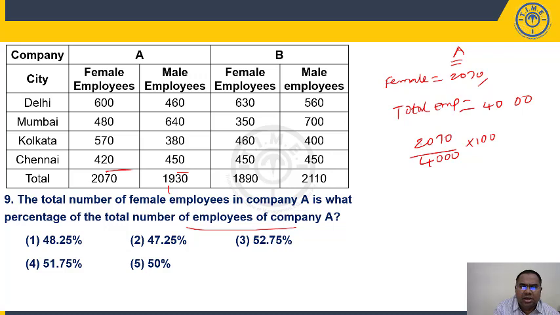So this is right. It is very slightly more than 50% because half of 4000 is 2000. So it is slightly more than half. So it cannot be 48, it cannot be 47, it cannot be 50. It has to be either 52.75 or 51.75. Let us see this. 2 zeros will get cancelled, 1 zero will get cancelled. 4 5s 20, 4 1s 4, 51 point something. No need to calculate, don't get into decimals. There is only one option starting with 51. So 51.75. Option 4 should be your answer.